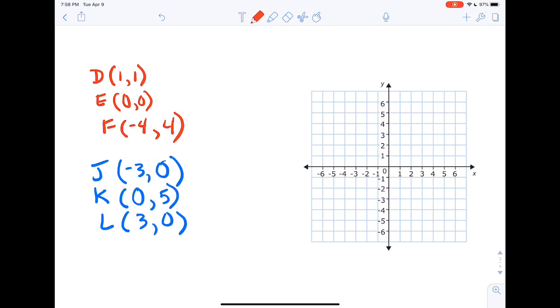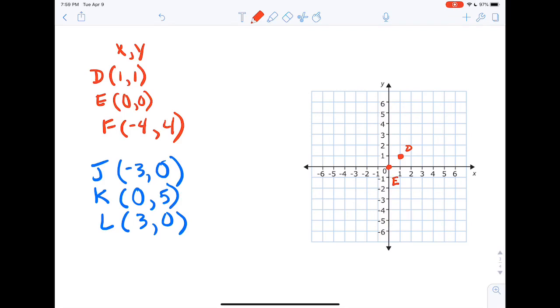So you'll see we have these coordinates in red, or ordered pairs in red. So D is 1, 1. Remember, we have X and then Y in alphabetical order. Our X we go over, so we go to 1, and then we go up 1, and that is our D. And then E is 0, 0. Well, that's just our origin. We stay right there.